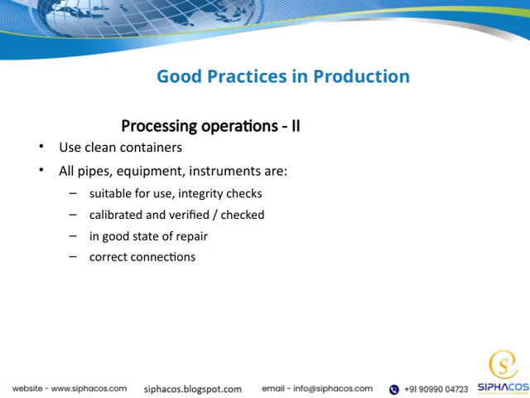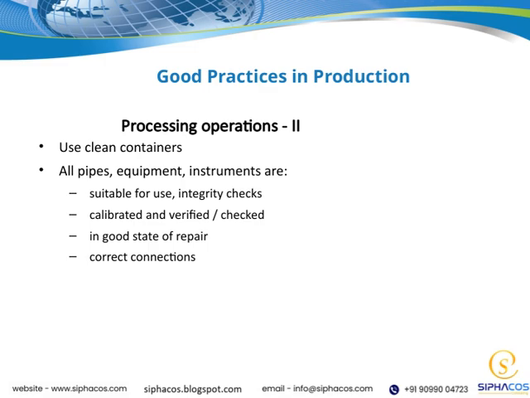It's also crucial to perform integrity checks regularly. This confirms that everything remains in good condition and functions properly. Calibration and verification of instruments are vital steps as well. These checks make sure our measurements are accurate, which is essential for maintaining quality and consistency. Additionally, we must ensure that all equipment is in a good state of repair. Worn out or damaged tools can lead to errors or contamination, so routine maintenance is a must.